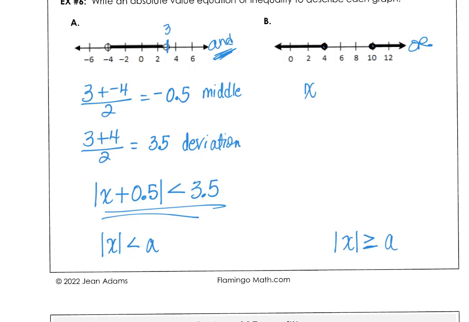So the middle is our x bar. The middle looks like it's 7. 10 plus 4 divided by 2. So that's going to give us 7. And the deviation is going to be, I said 10 minus 4. It should be 10 plus 4 divided by 2 for the middle. And the deviation is 10 minus 4 divided by 2. That's going to put us at 3 for the deviation. So we have the absolute value of x minus the middle is greater than or equal to the deviation. So we went 3 in either direction.